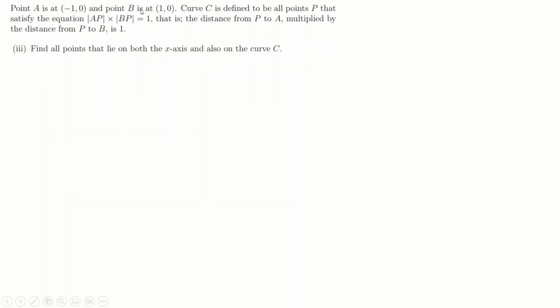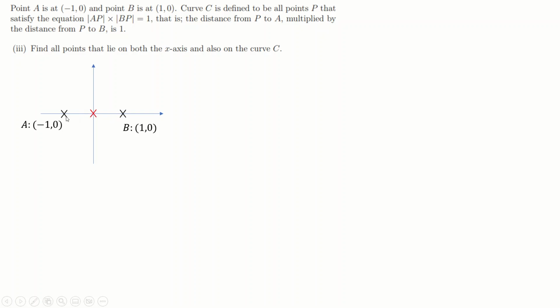Point A is at minus 1, 0, point B is at 1, 0. Okay, cool. Curve C is defined to be all the points that satisfy the distance from A to P times the distance from B to P is 1. So can we find an obvious point that would exist here? Well, 0, right? Because the distance there is 1, the distance there is 1, and then 1 times 1 is 1. So that's a very obvious point.